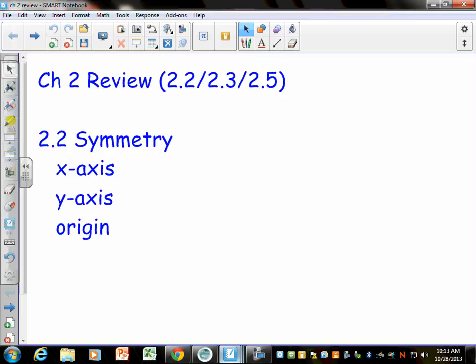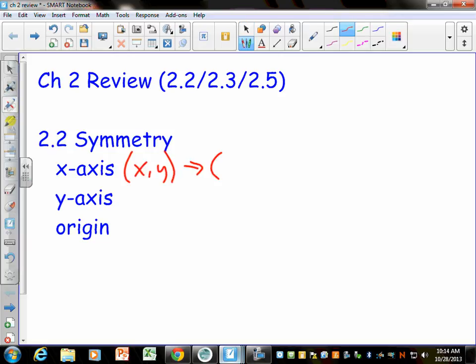Symmetry. On the unit test for this unit, you have to be able to tell me if something is symmetric with the x-axis, the y-axis, or the origin. And I don't mean by giving you a picture, really. I mean by giving you an equation. So remember, for the x-axis, if (x, y) is on the graph, then to flip over the x-axis, the y changes. So remember to check that. You just plug in (x, negative y), and you see, does it stay the same or does it change?